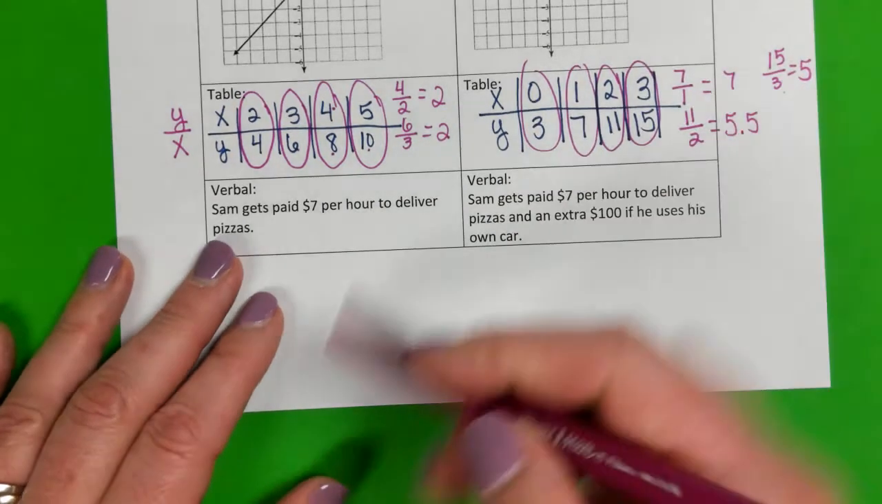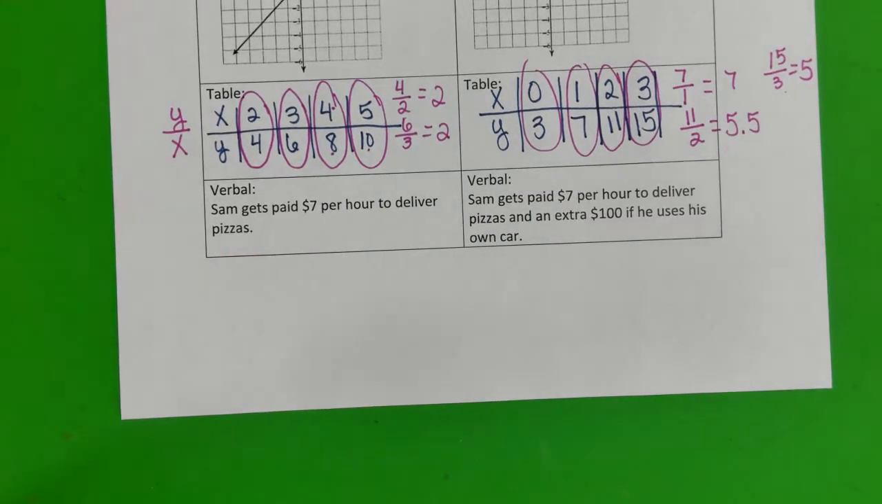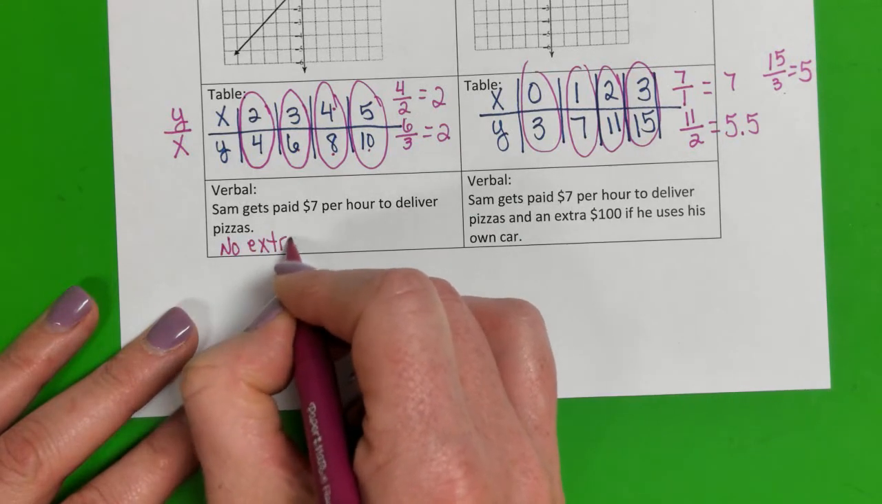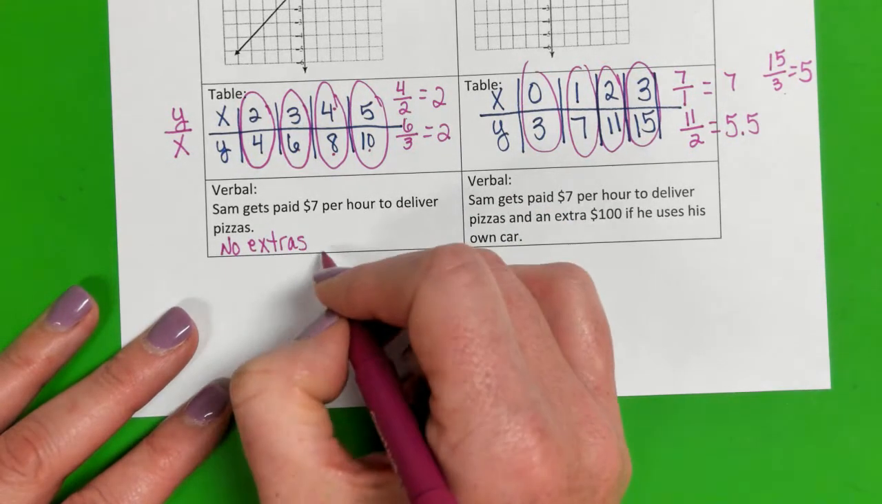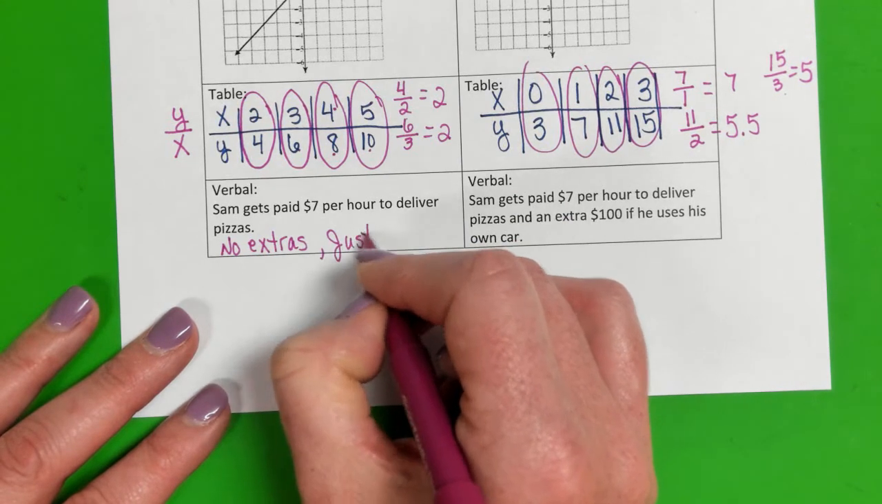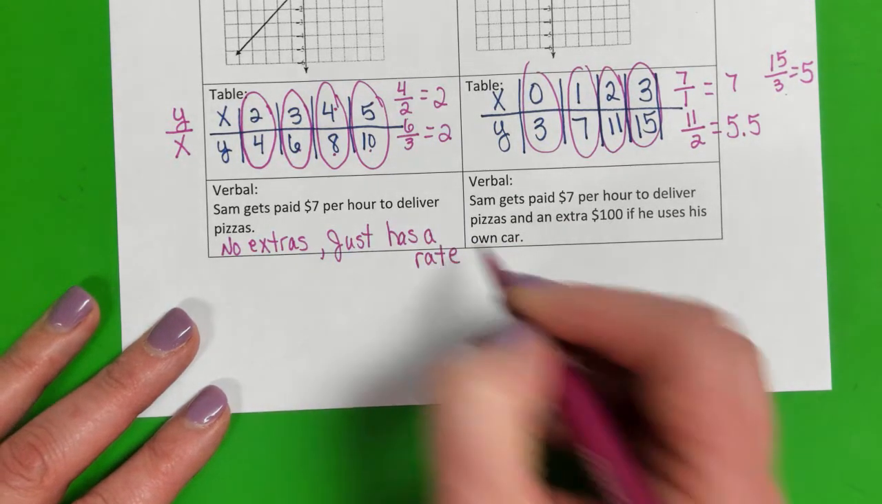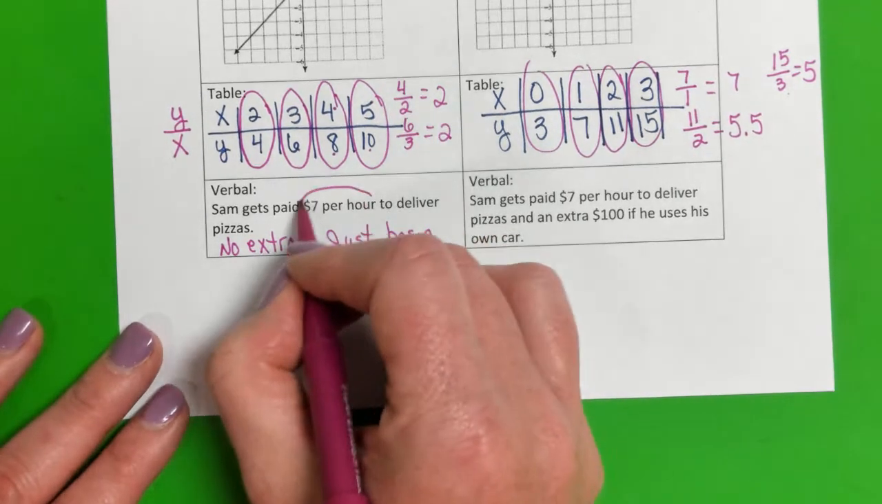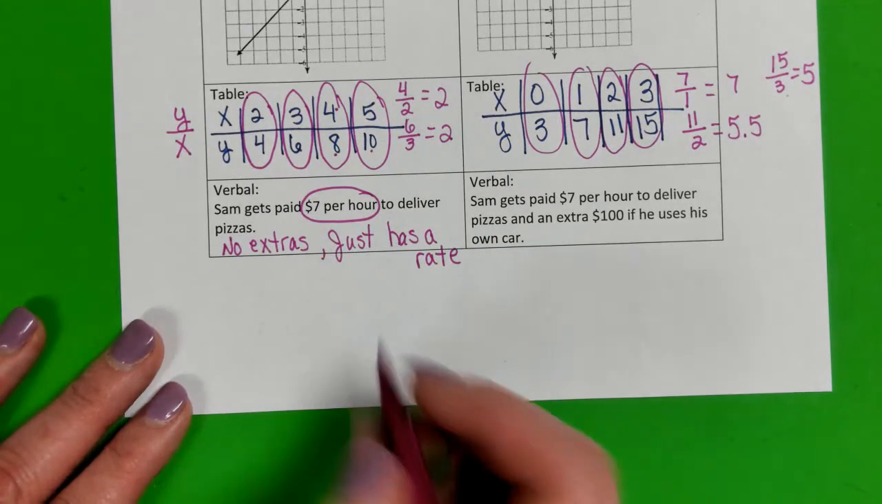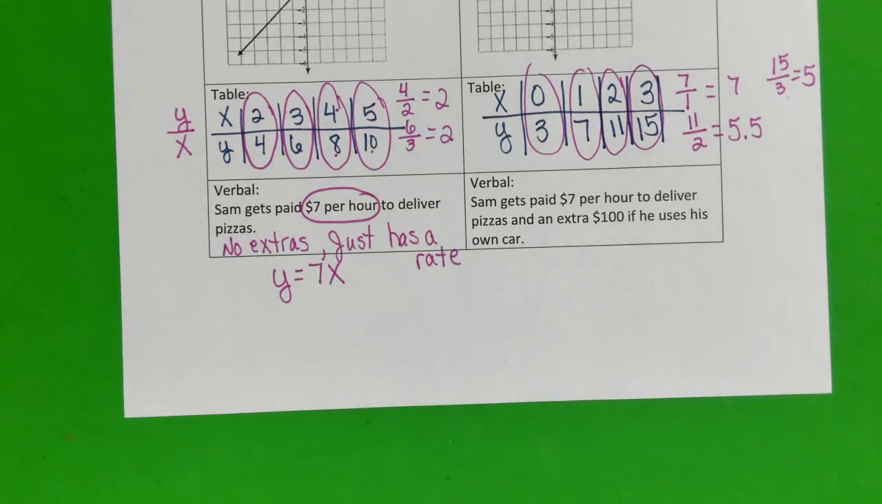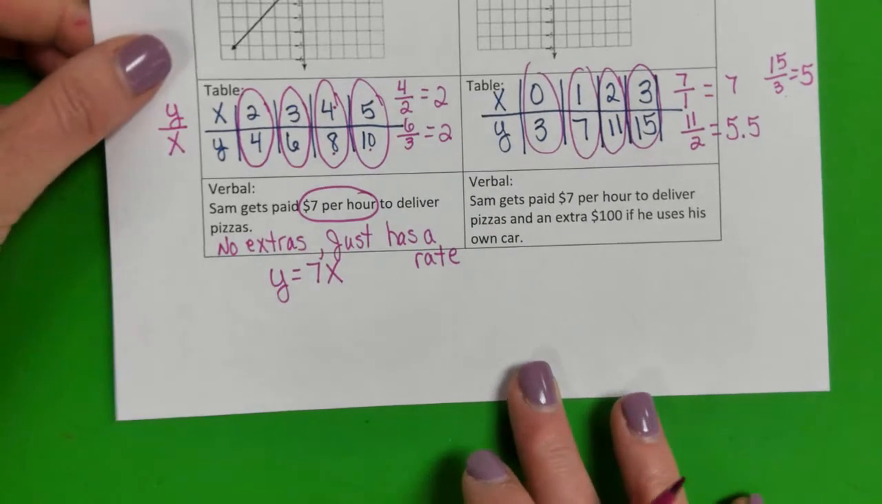Okay? If we have a verbal example, we want to make sure that there's no extras. There's no extra fees, no nothing. It just has a rate. And it says Sam gets paid $7 per hour to deliver the pizzas. If we wrote that equation, it would be y equals 7x. All we have is that rate. Sam does not get paid anything extra.